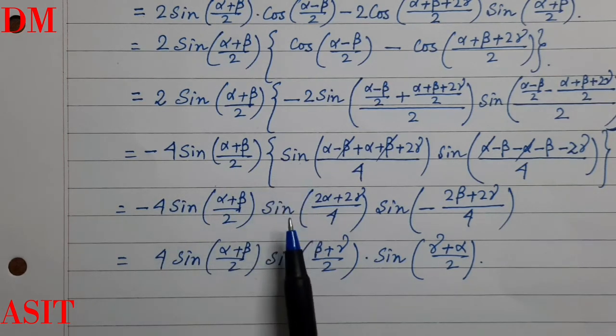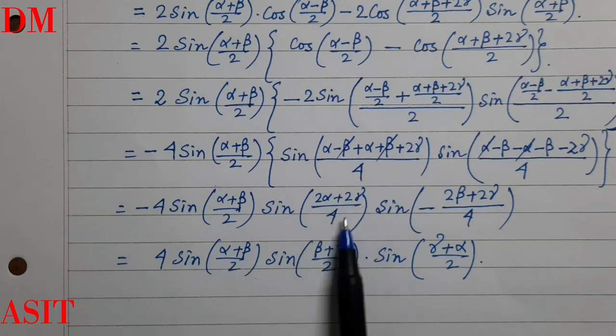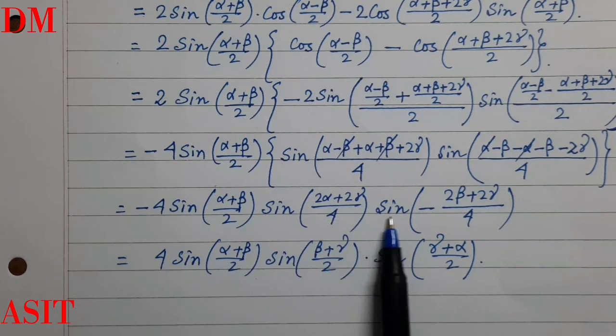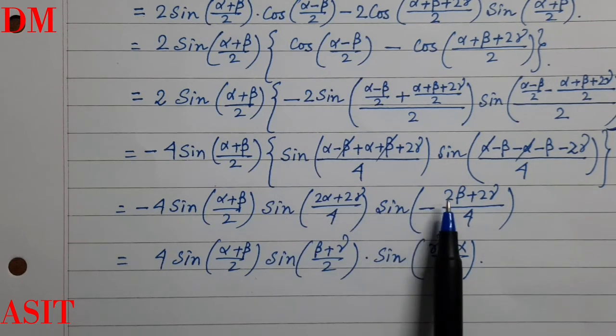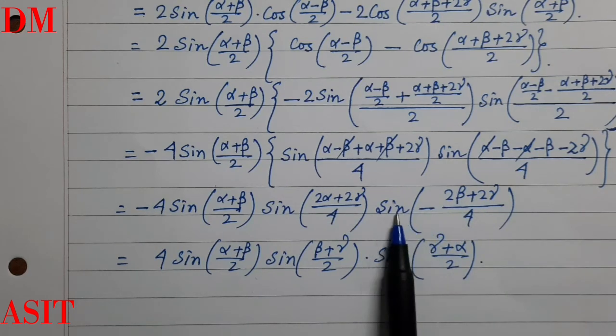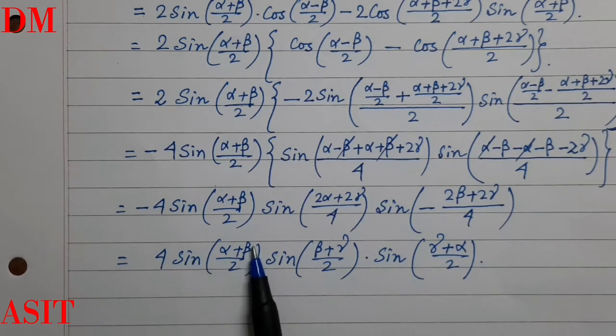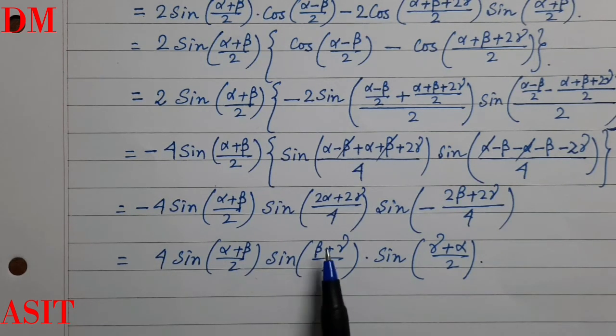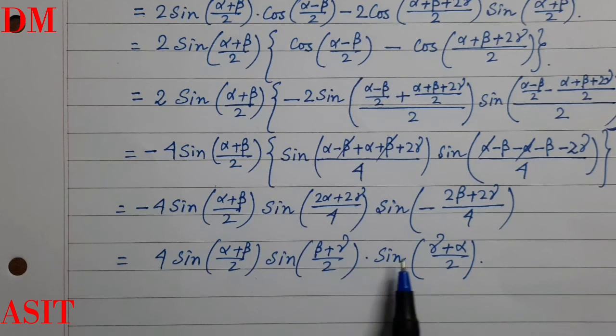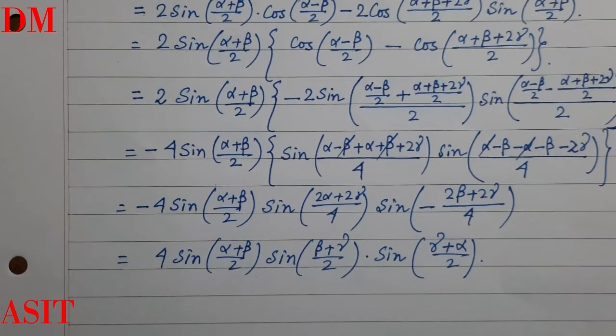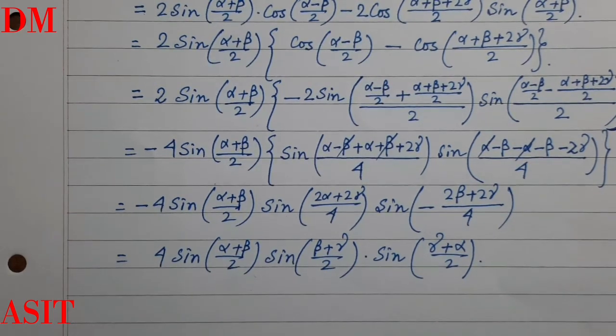Now here we get sine (2 alpha plus 2 gamma) by 4 into sine of minus of (2 beta plus 2 gamma) by 4. Now this minus will come outside from this sign and will make this minus positive. So it will be 4 sine (alpha plus beta) by 2 sine (beta plus gamma) by 2 into sine (gamma plus alpha) by 2. Hence proved.